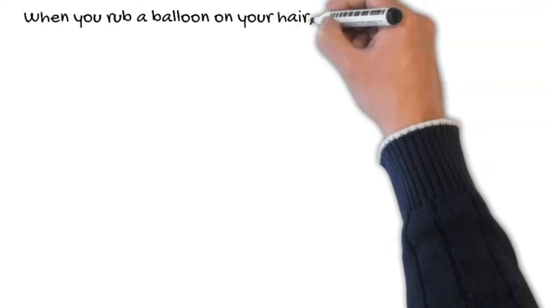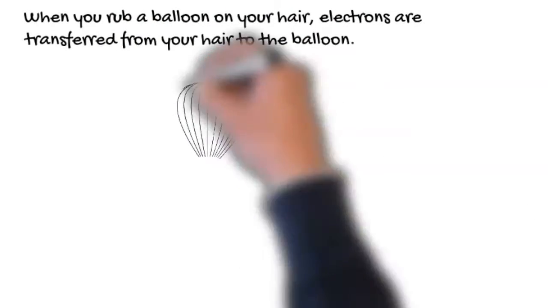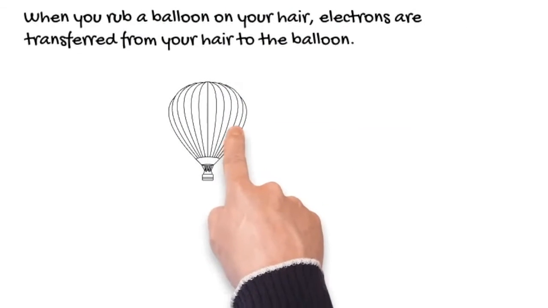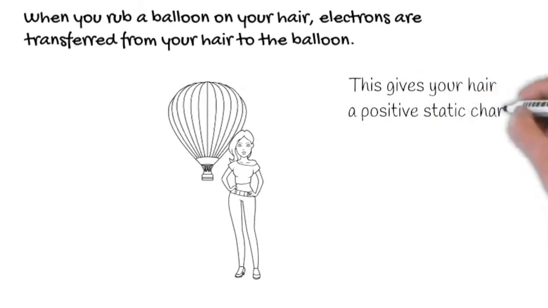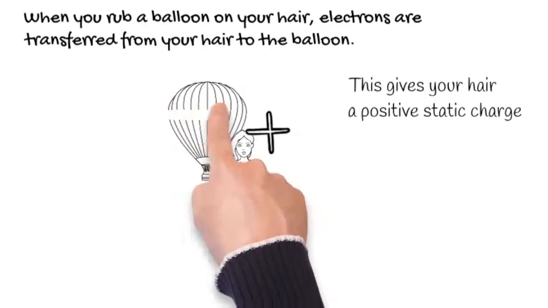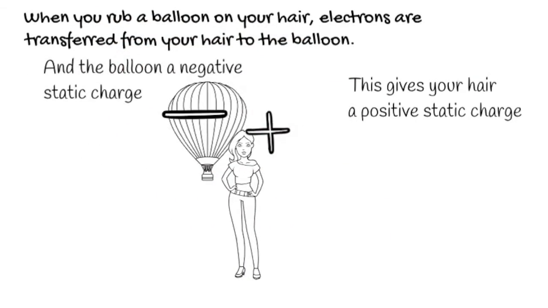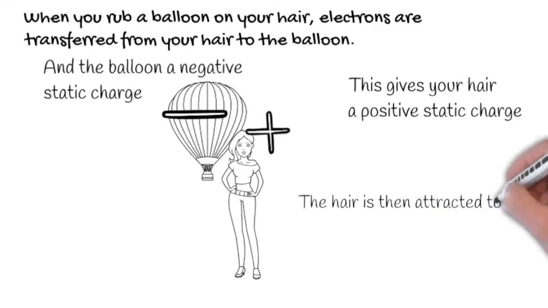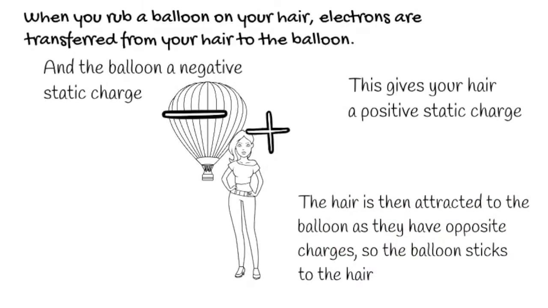When you rub a balloon on your hair, electrons are transferred from your hair to the balloon. So here we have the balloon and here we have someone's hair. This gives your hair a positive static charge as it loses electrons, and the balloon a negative static charge as it gains those electrons. The hair is then attracted to the balloon as they have opposite charges, so the balloon will stick to the hair.